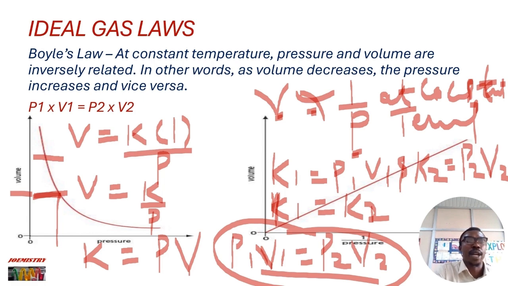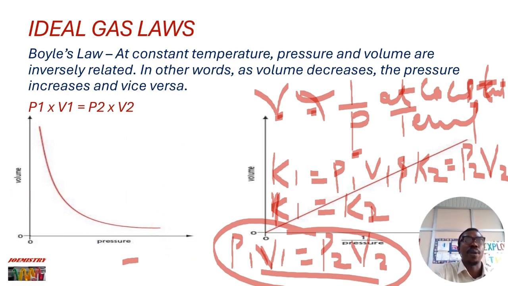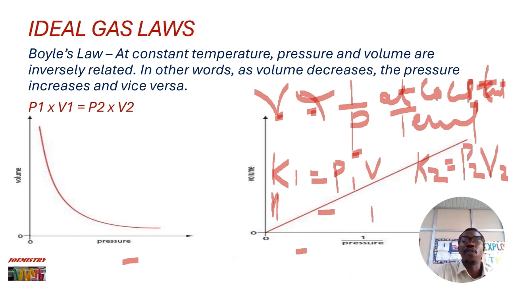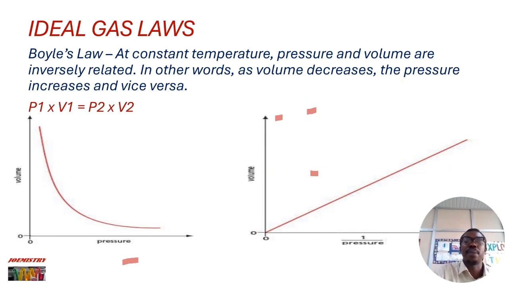So this is the graphical representation of Boyle's law. Volume is inversely proportional to its what? To its pressure. I think I need to erase this so that you see it very, very well. This is a graphical representation of Boyle's law, that the volume is inversely proportional to its pressure at constant temperature. So this is a graphical representation.